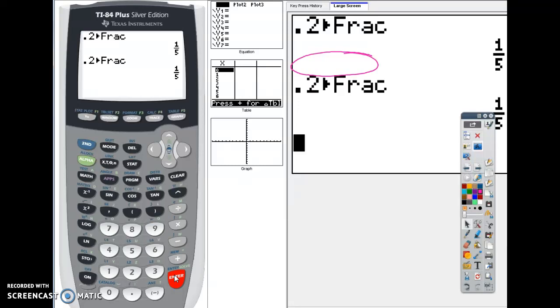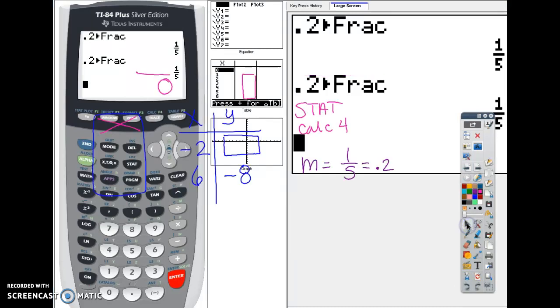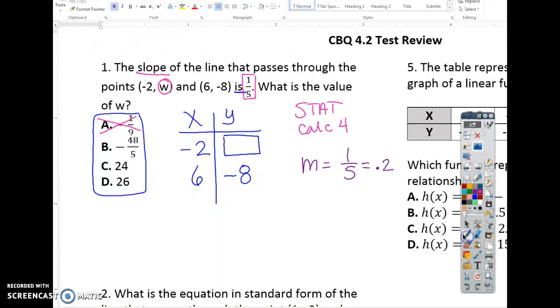And if that wasn't the answer, then you would just keep plugging in the numbers. You would plug in the 24 and the 26. So this one actually worked. Again, if it doesn't work, you try 24 and then you try 26 until it gives you the slope that you wanted. Got it?